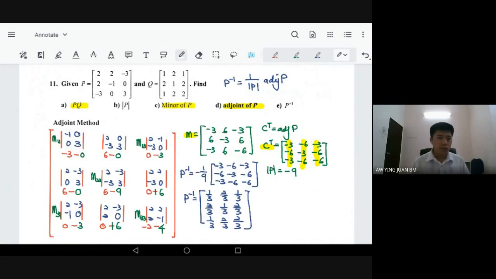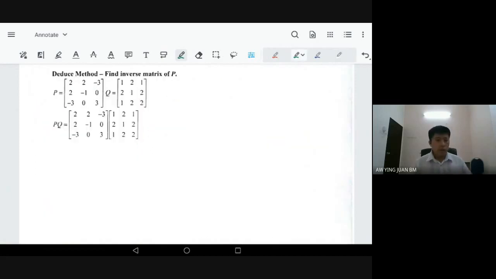So I repeat, this is what we call the adjoint method, when we need to find the minor, cofactor, and so on. Next, we are going to look at the second method, which is the deduce method. For the deduce method, no need to find the minor, cofactor, and also the determinant. We can go straightforward based on the situation to find the inverse. So it is different from the previous one, which is the adjoint method.